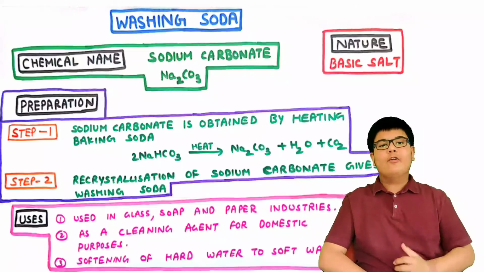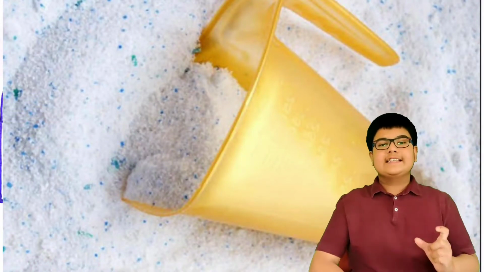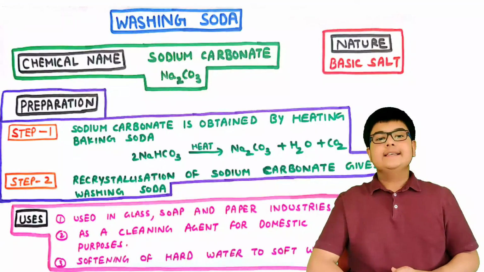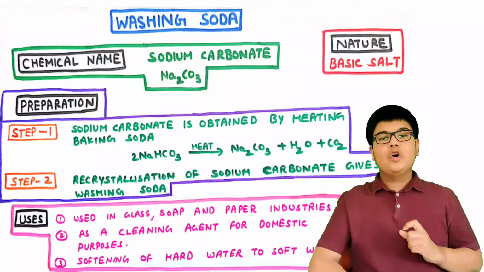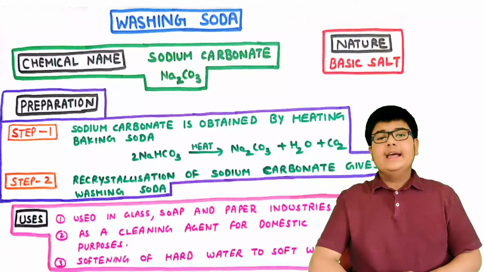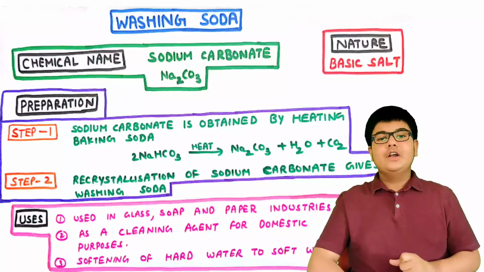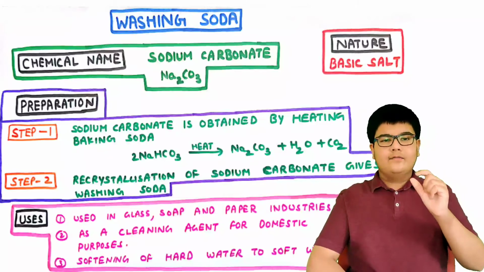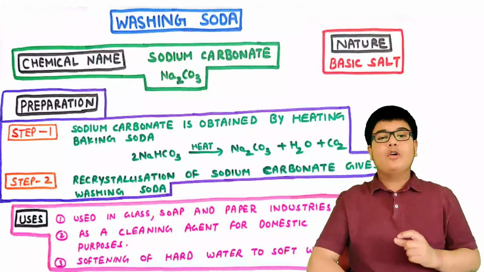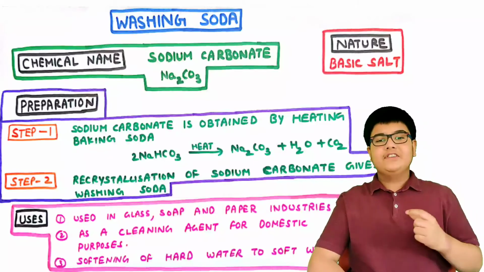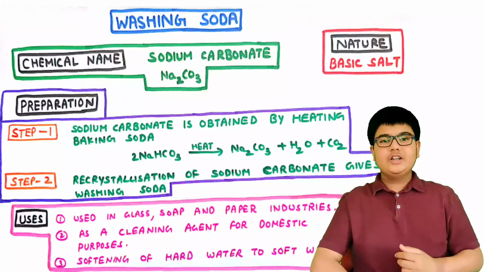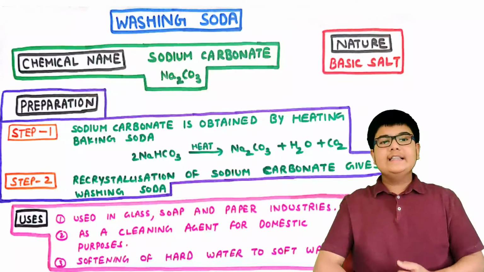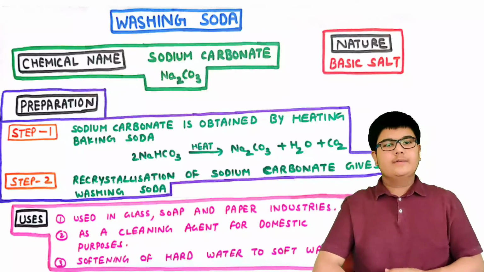So now let us see washing soda. Its chemical name is sodium carbonate and its chemical formula is Na2CO3.10H2O. Now this is a very unique feature of washing soda, that these 10 water molecules are known as the water of crystallization, and we shall study about water of crystallization later in the video with the help of an experiment. So now let us see preparation of washing soda.